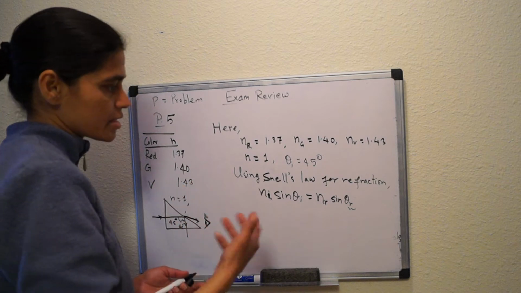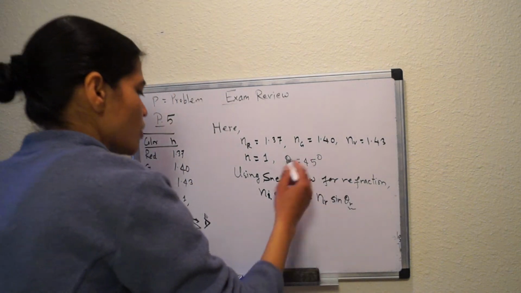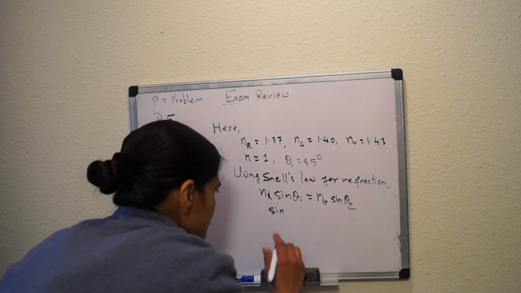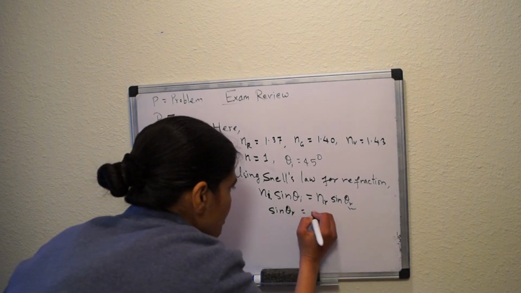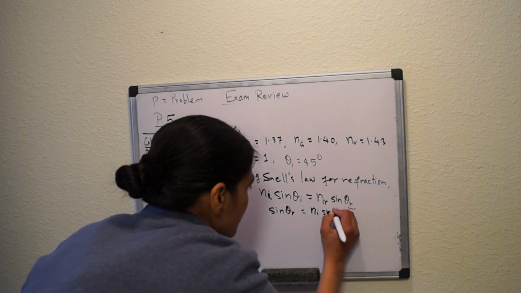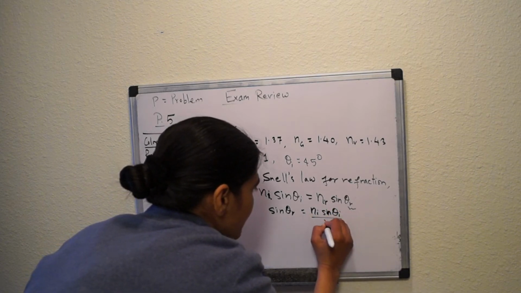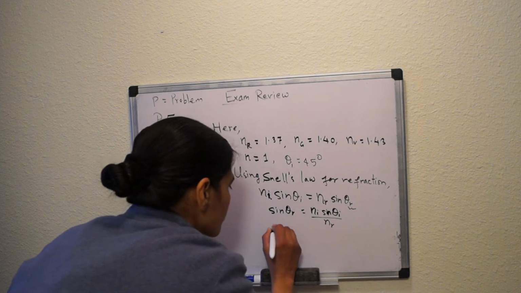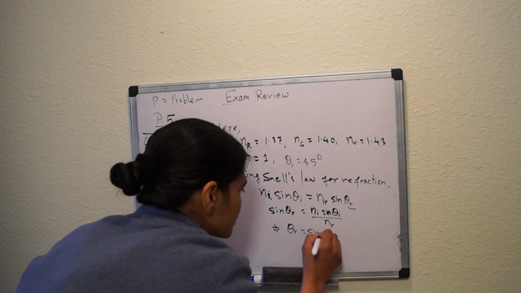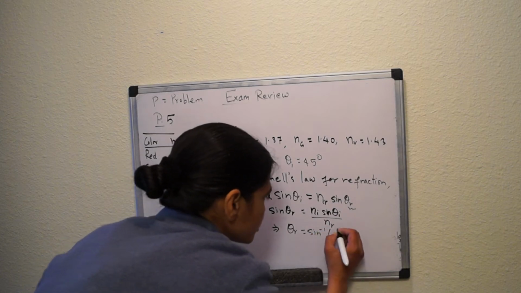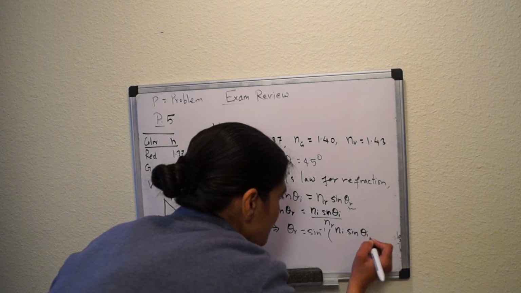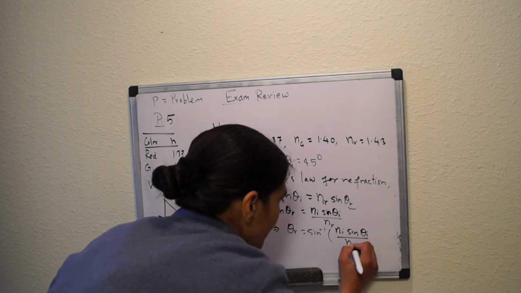So we don't know that. This is what we need to determine. So let's rearrange this equation. And after rearrangement, we can see that sine theta r equals Ni sine theta I divided by Nr. If I do one more step, then we could write theta r equals sine inverse of Ni sine theta I divided by Nr.